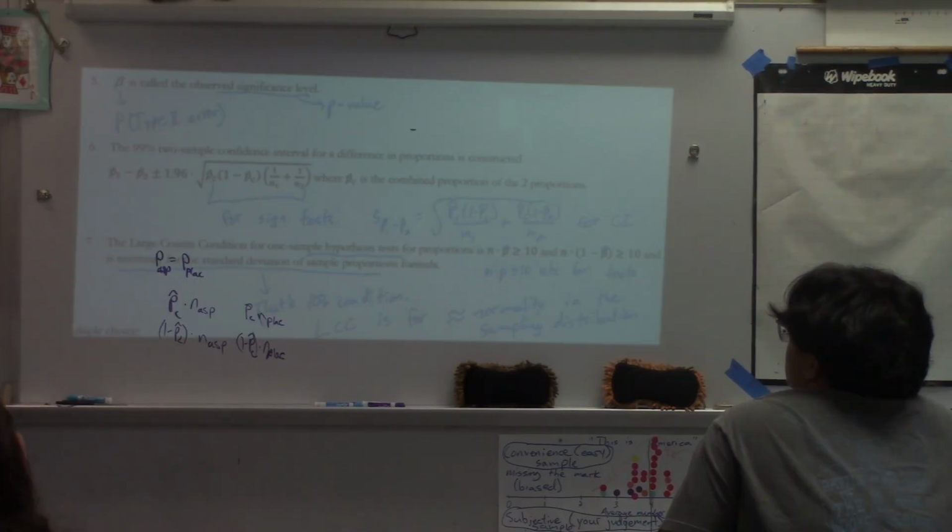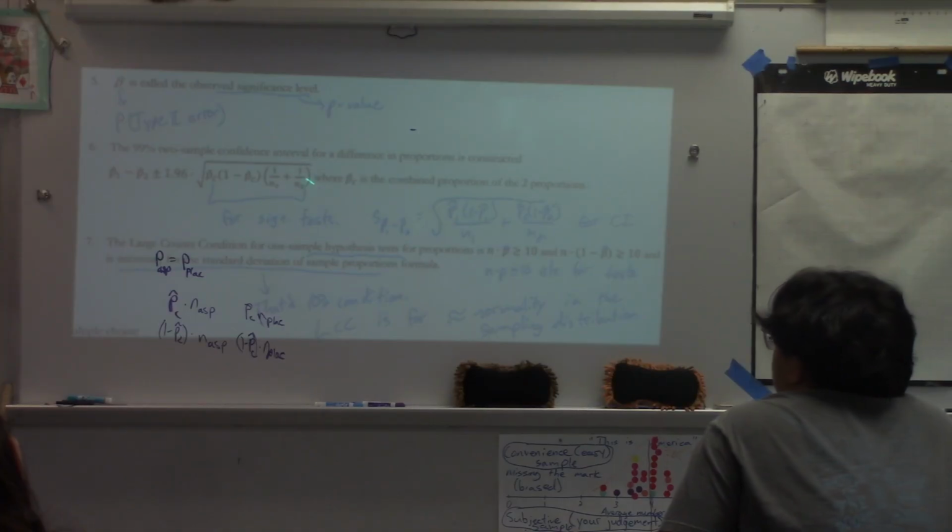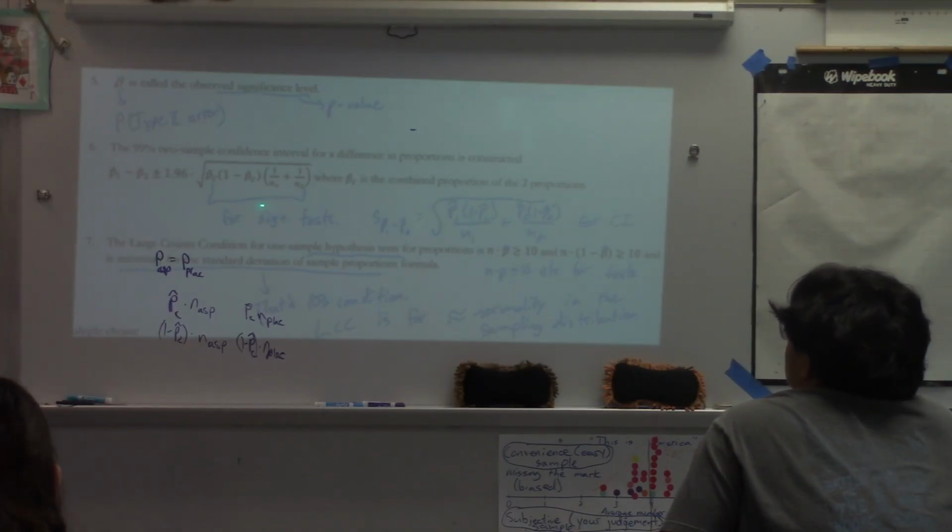So I made a note here. Peter realized there was actually a second error with number 6. 99% would have 2.576 for the critical value. And I missed that detail. So that's something to hold on to and pay attention to as well.